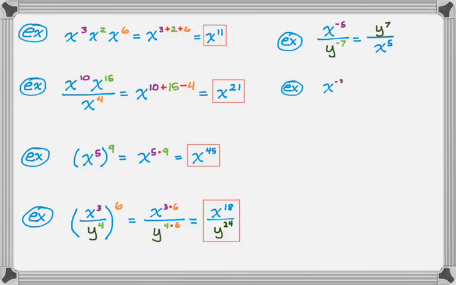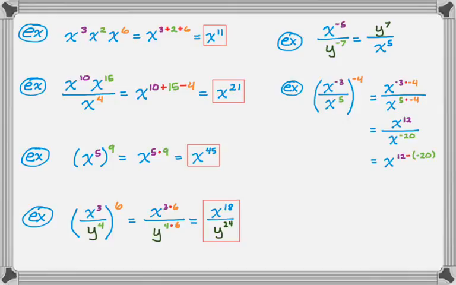And here we have a combination of a bunch of things. One way of doing this is it's a quotient to a power, so both the numerator and the denominator get that power. So that's going to give me x to the negative 3 times negative 4, over x to the 5 times negative 4. Let me multiply those. So I have x to the 12 over x to the negative 20. I'm dividing with the same base, so I'm going to subtract the exponents. 12 minus negative 20, and finally that gives me x to the 32.